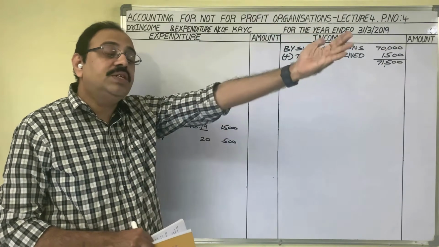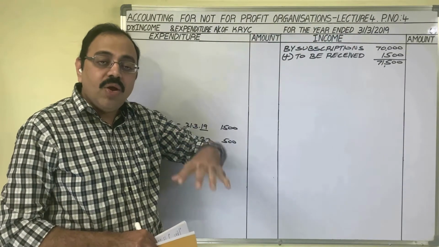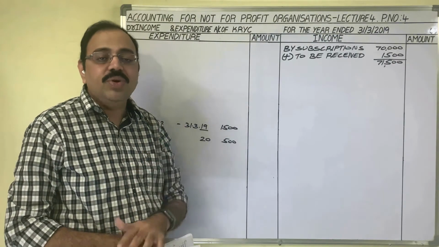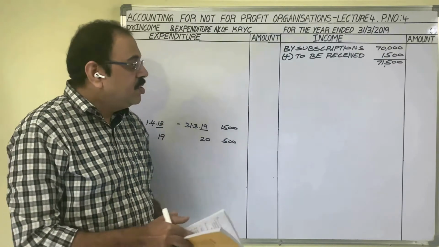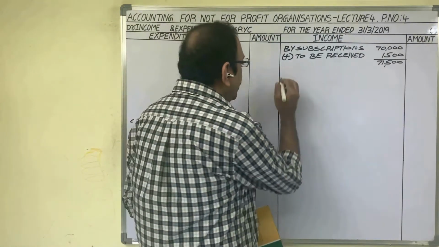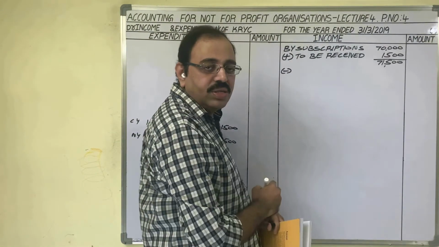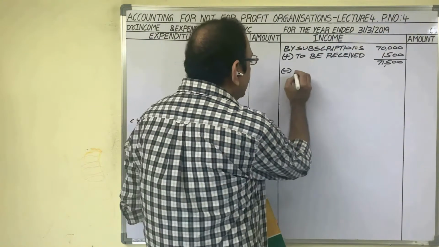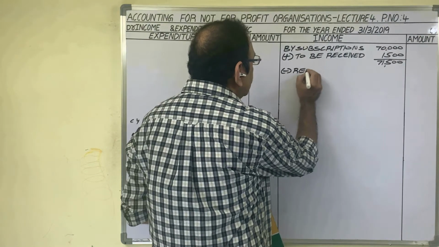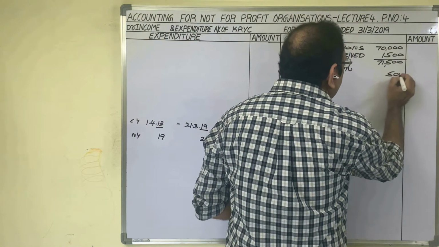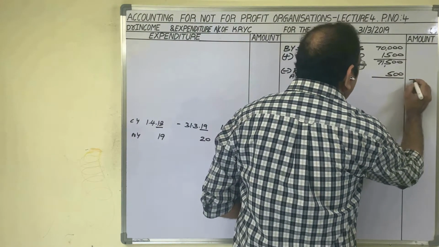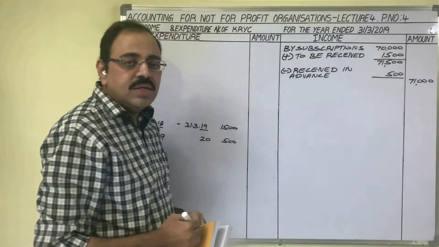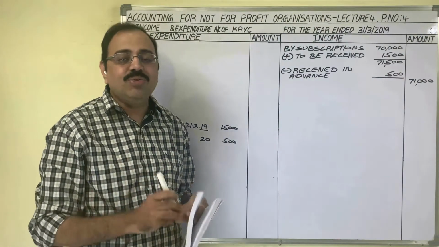If you consider next year amounts also, you cannot calculate current year subscription amount. That is why we are excluding next year's subscription. Minus, what to write? Received in advance. Next year amount, now only we are receiving. So the appropriate word is received in advance. Deduct 500 rupees. Then the net amount in outer column, 71,000 rupees. So for current year, subscription income is 71,000 rupees.